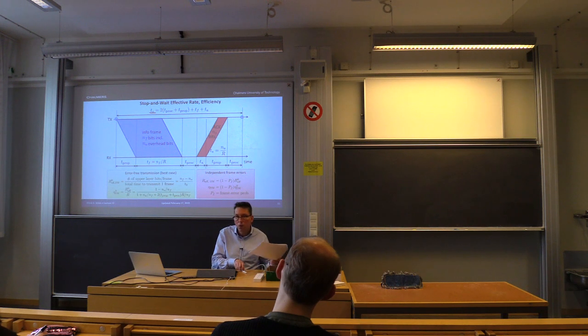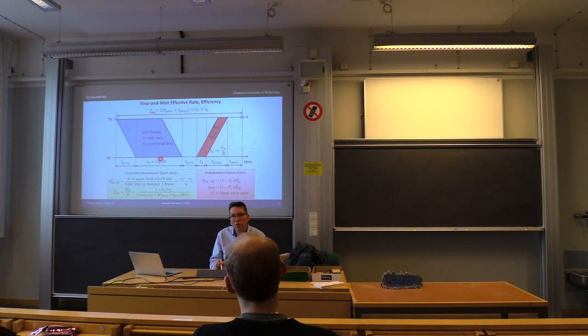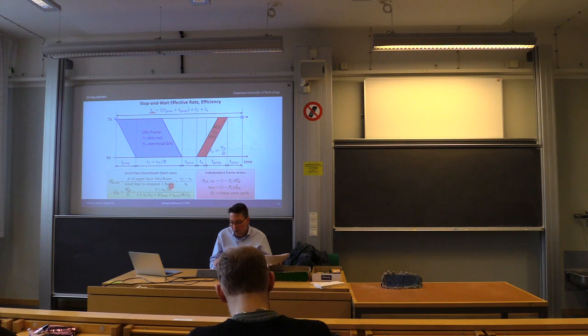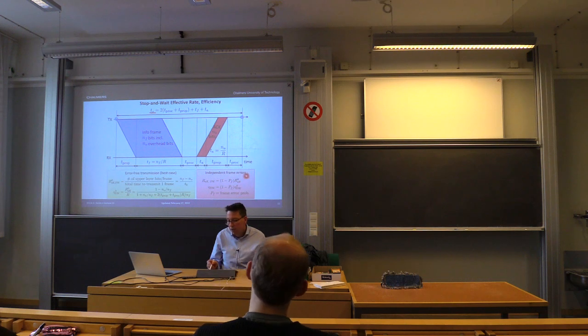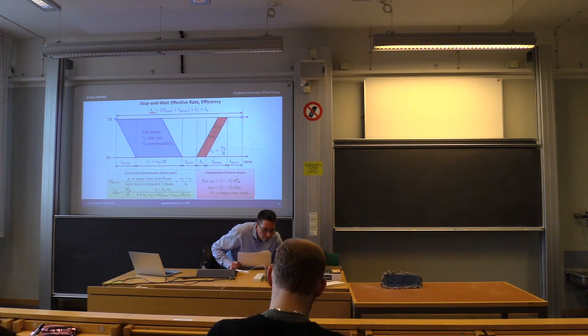So this was the best we can hope for, in the green panel here: error-free transmission. Every frame that goes over the channel we can decode, and every ACK that goes back is also error-free. So this is the best case we can hope for. What happens when we have independent frame errors? Let's look at that now.